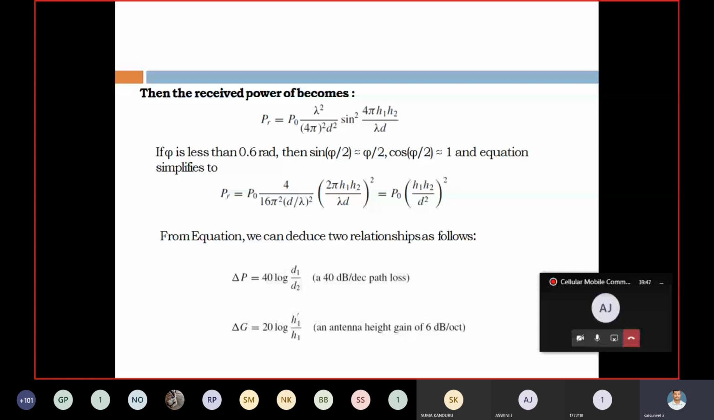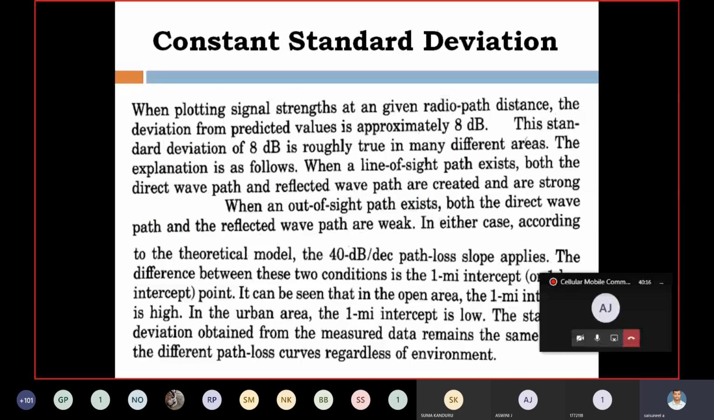Now we have to go for constant standard deviation. Here we already discussed how to calculate the path loss curve. To calculate the path loss curve, we have to fix one base station and take points at the 1 mile intercept, 5th mile, and 10th mile. For different points, we have to calculate the signal strength and draw the path loss curve.